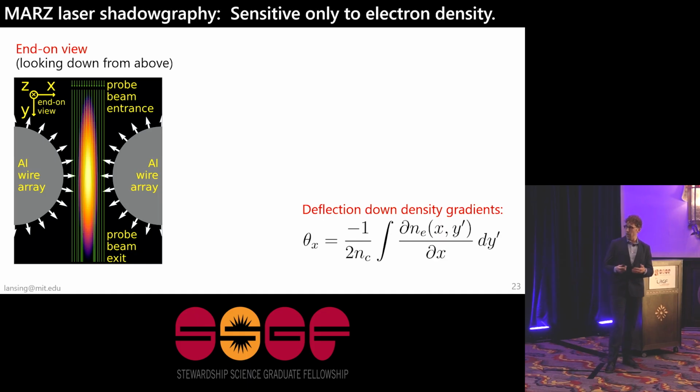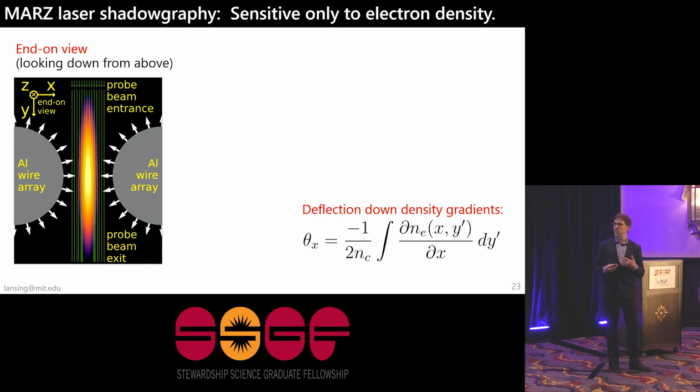You can see on the far left, we're looking at our system from the top down. We have the wire arrays to the left and to the right. And at the center, we have that reconnection layer plasma. So during the course of our experiment, which lasts less than a microsecond, less than 1 millionth of a second, we carefully time that probe beam to shine through the layer.